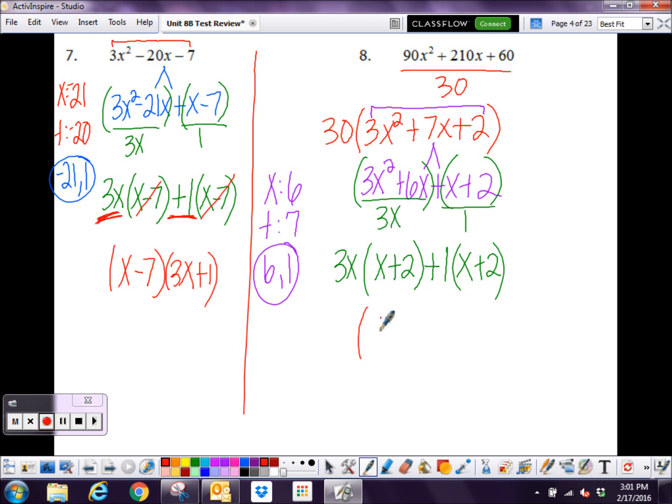Okay, so my final answer here is x plus 2, 3x plus 1, and don't forget the 30 that you took out from the very beginning. That is also a factor. You actually have 3 factors here. That gets missed a lot. So when you take that out, if you need to go ahead and write it down in your answer so you don't forget it, then do that.